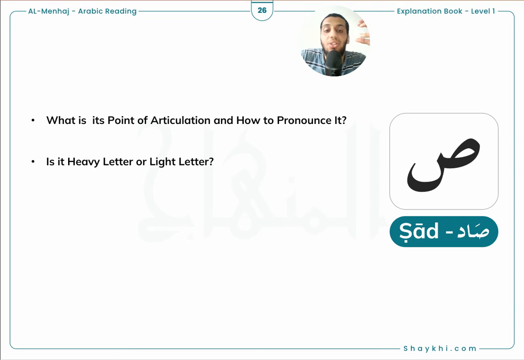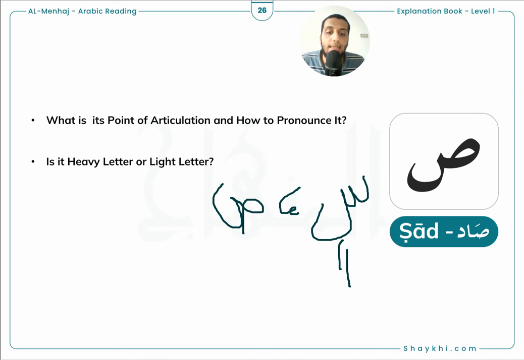So the back of the tongue in this case will be raised, which means that this letter is a heavy letter, and this is actually the difference between letter Sin and letter Sad. This one is a light letter, which means the back of the tongue is not raised, and this one is a heavy letter, which means the back of the tongue is raised. As, there is no raising of the back of the tongue; as, there is a raising of the back of the tongue.